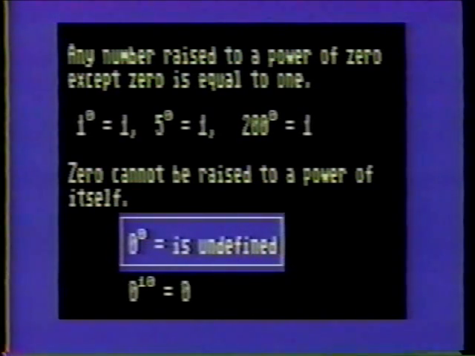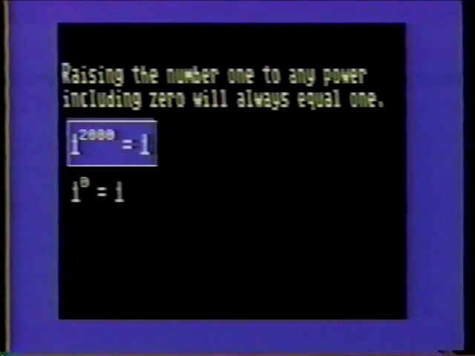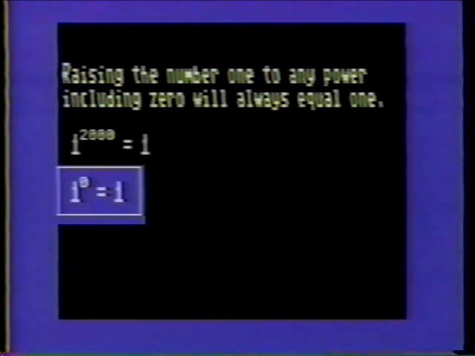0 is unique because it is the only number that cannot be raised to a power of itself. Thus, 0 raised to the 0 power is undefined. 0 to the 10th power is 0. Raising the number 1 to any power including 0 will always equal 1. 1 raised to the 2000th power is 1. 1 to the 0 power is 1. The last topic on the agenda for this section is order of operations.